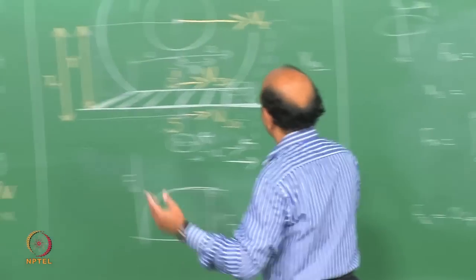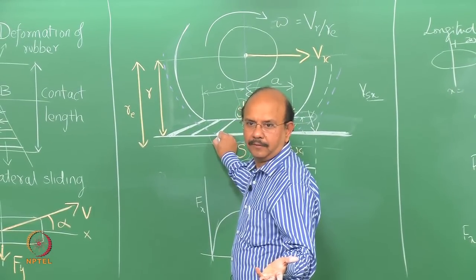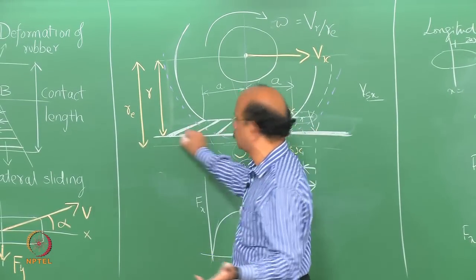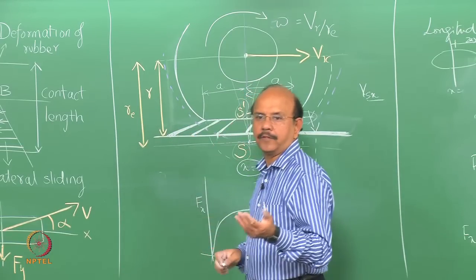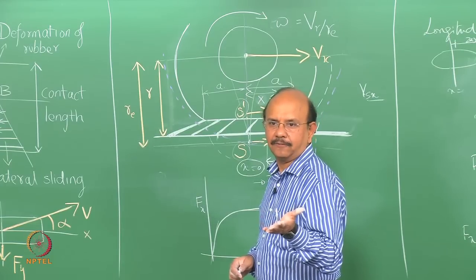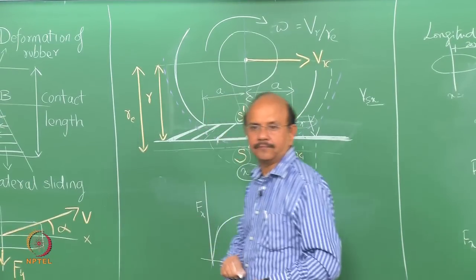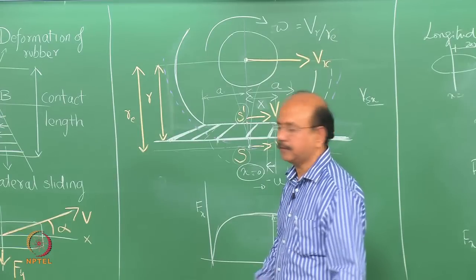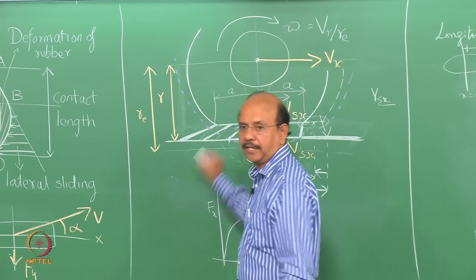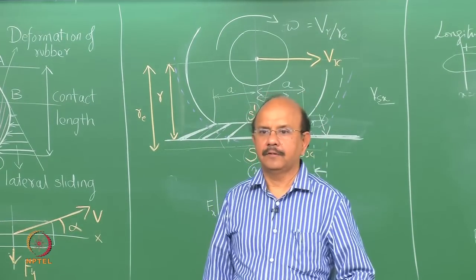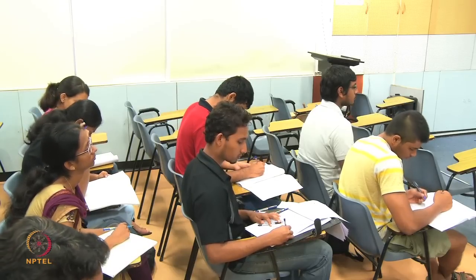Okay, so this may happen, say for example, at this point. Right, if it is completely sticking, this is how it would look. When, for example, here is where sliding is going to happen, then this would actually start slipping, sliding rather. So this is how it's going to slide. Clear?